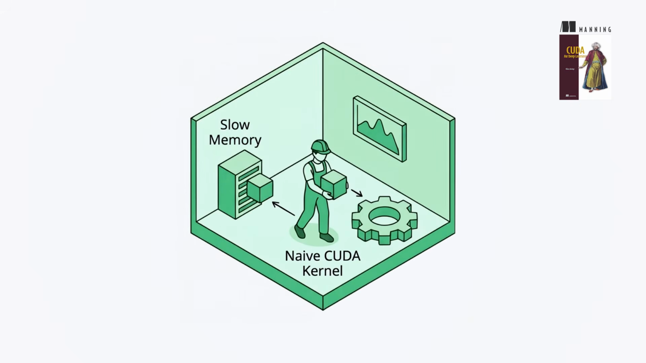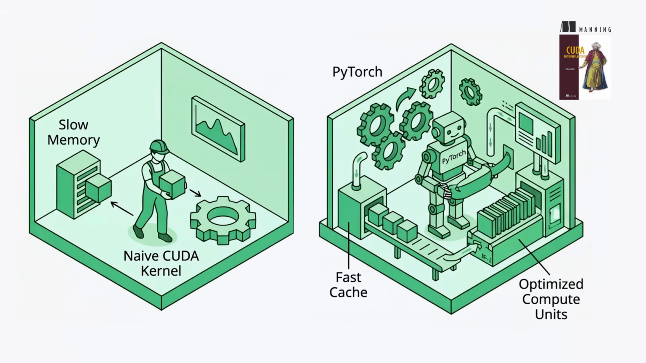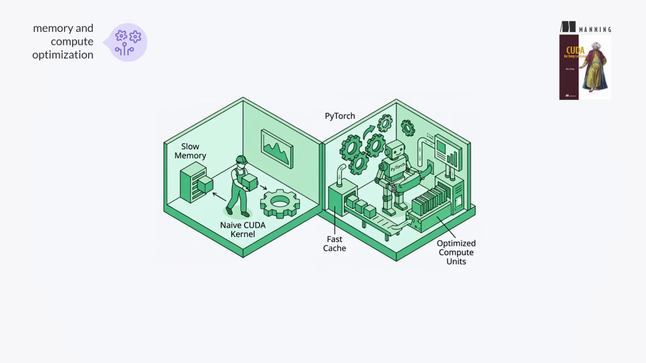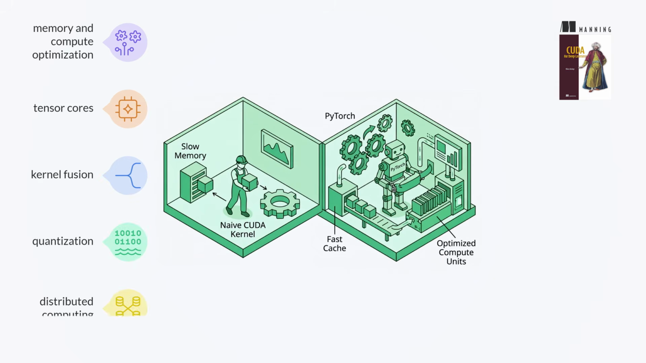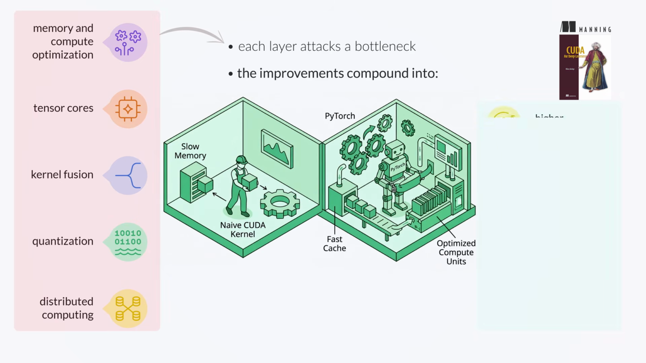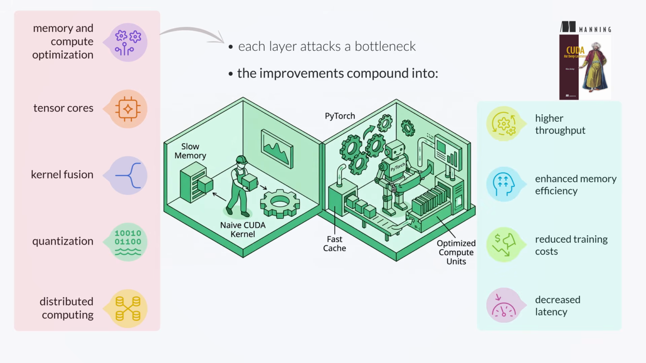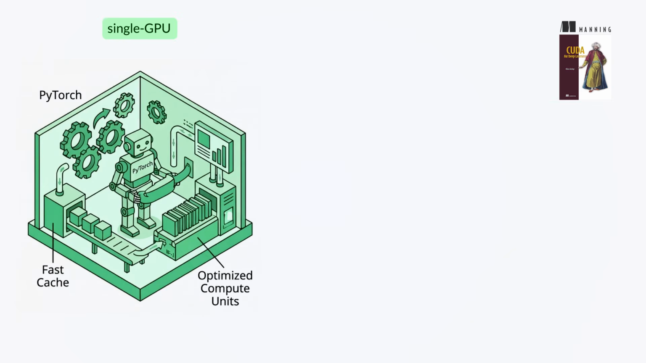The first CUDA kernels will often be slower than PyTorch. That is expected. Frameworks call optimized libraries, while a naive kernel may read from slow memory and miss obvious efficiencies. CUDA is the starting point, not the destination. The stack then builds memory and compute optimization, tensor cores, kernel fusion, quantization, and distributed computing. Each layer attacks a bottleneck, and the improvements compound into higher throughput, better memory efficiency, lower training cost, and lower latency. Single GPU skill comes first.